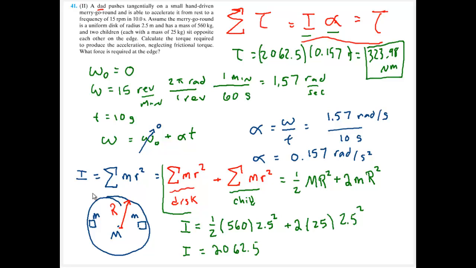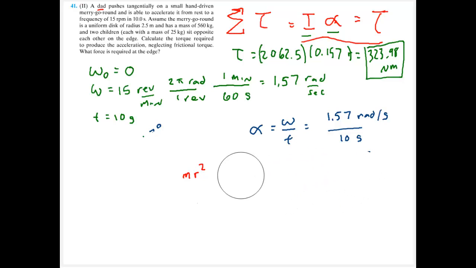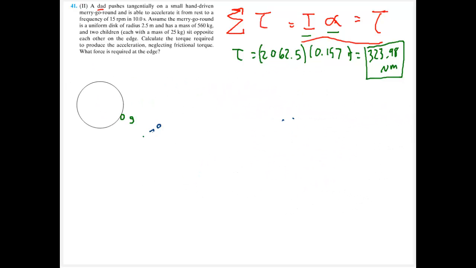Now the last thing that I need to do is calculate how much force this is. I know a relationship between force and torque. If I know what the radius is, which I do, the torque is going to be the force in the perpendicular direction multiplied by the radius. I'm told that Dad pushes tangentially, so all of the force is going to be perpendicular, which is good.